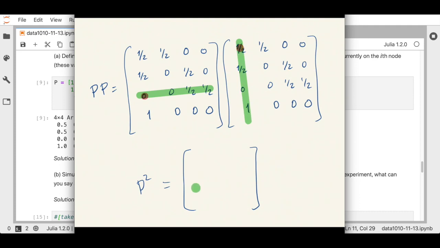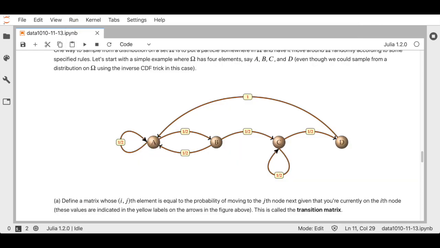0 times 1/2 plus 0 times 1/2 plus 1/2 times 0 plus 1/2 times 1. And if we look back at the diagram, what we'll see is that those products correspond to the probability of moving from node 3 to node 1 along each possible path. For example, the probability of moving C to B to A is equal to 0 times 1/2, or from C to A, it's going to be 0 times 1/2.